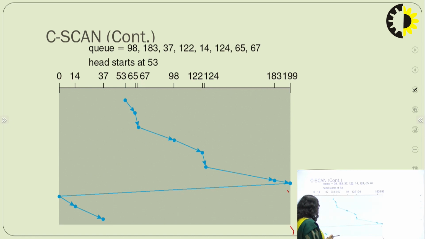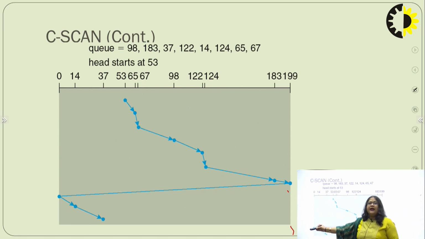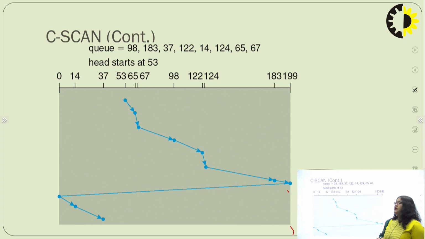Then the movement starts for the request queue from 0. Then again we move from 0 to 14, then 30, 34. So we move till the end point, and then we go to the start point. Then again we search according to the queue. So this is the C-SCAN algorithm. It goes till the end, and then towards the starting point, and then we scan the requests that we require in the queue.